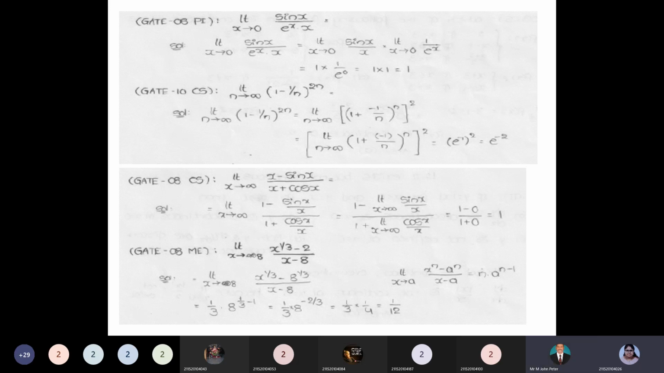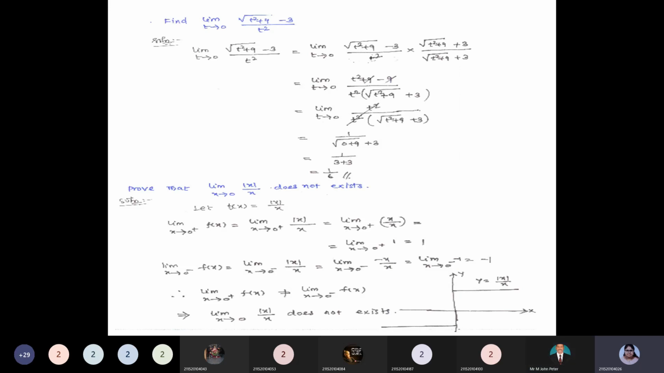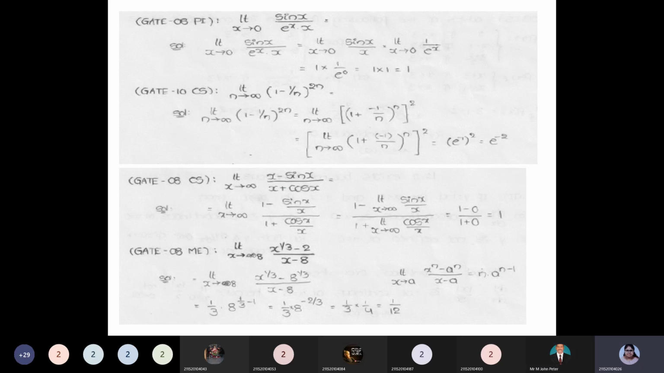So the next one is limit x tends to infinity, x power root 3 minus 2 divided by x minus 8. Sorry, that is x tends to 8, not infinity. It's not visible properly, sorry. So it is x power 1 by 3 minus 2 divided by x minus 8. Limit x tends to 8, x power 1 by 3 minus 8 power 1 by 3 divided by x minus 8. In the numerator, the 2 can be denoted as 8 power 1 by 3.